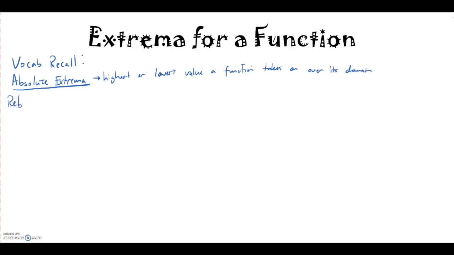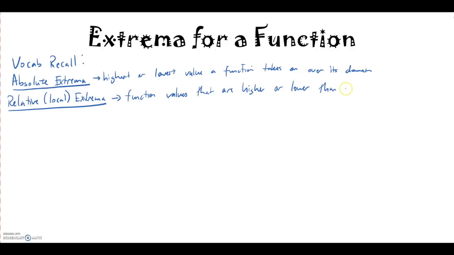And we contrast that with what we call relative or local extrema. And relative extrema are function values that are higher or lower than all values nearby. And to clarify that, nearby to us will simply mean relative to location.